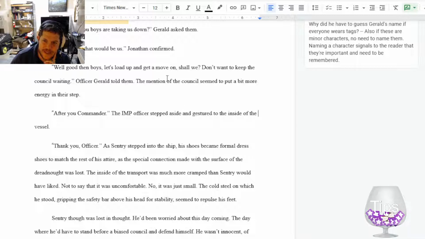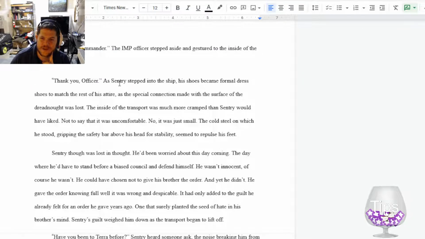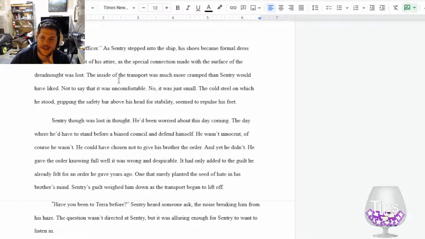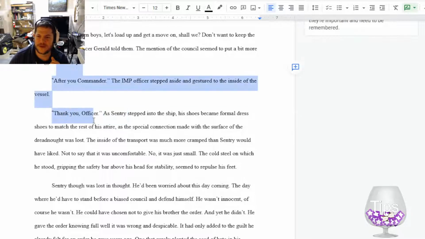I assume you boys are taking us down. Why, yes, sir, that would be us. Well, good, boys. Let's load up. I'm going to move on. Don't want to keep the council waiting. Then to the council, put more energy after you, Commander. The IMP officer stepped aside. Thank you. So a lot of this, like, after you, thank you.